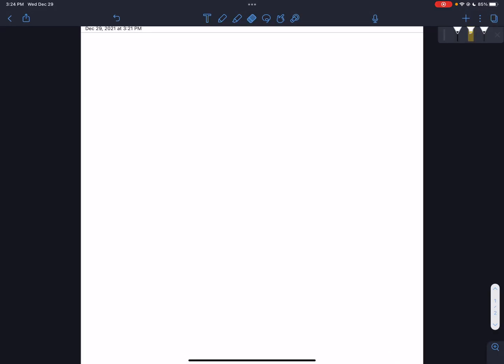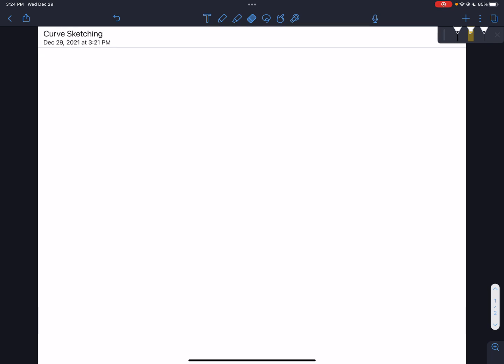Hello everyone. Today we are going to be going through curve sketching, through concavity and points of inflection. We already talked a little bit about how we discuss curve sketching through vertical asymptotes, horizontal asymptotes, critical points, increasing and decreasing values. So today we will be talking about concavity and points of inflection.